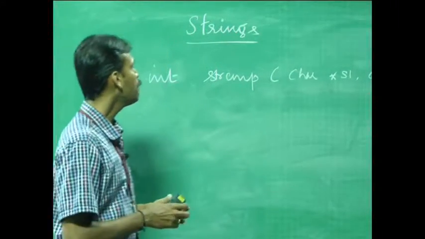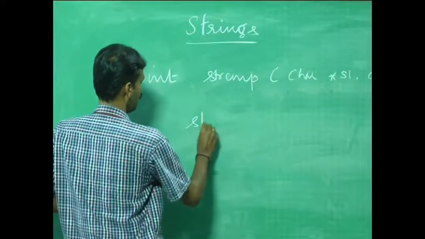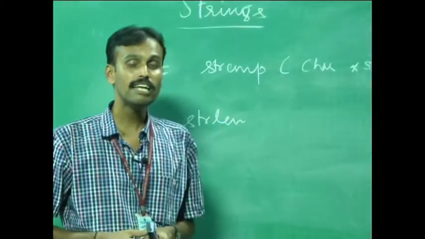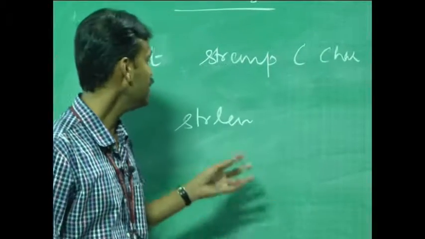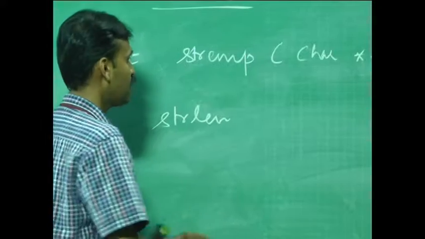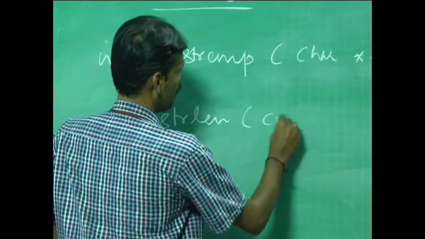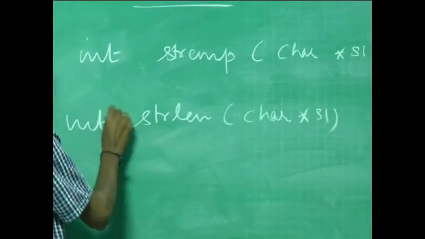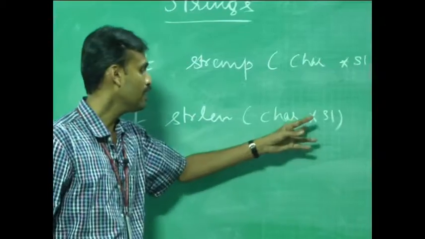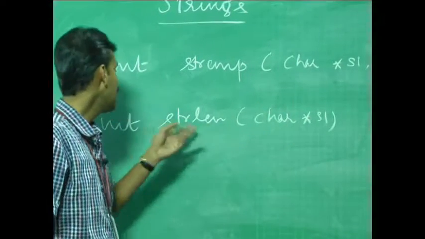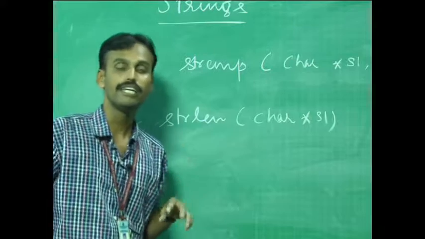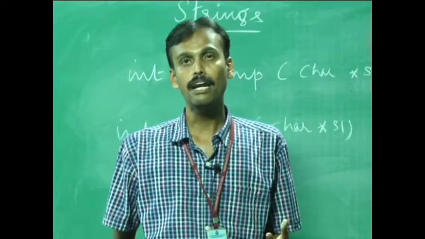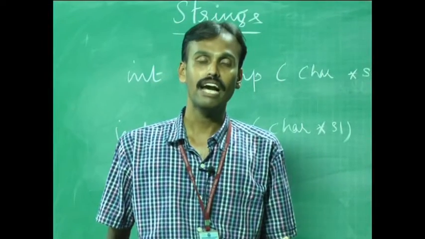Then another simple string handling function which is often used is strlen, which easily gets you the length of the entire string. It takes as a parameter or argument a given character array, say s1. What does it return? It returns an integer. That is, given a string, it counts the number of characters in the string and returns the length as an integer. So these are the whole host of string handling, manipulation and management functions we have in C.